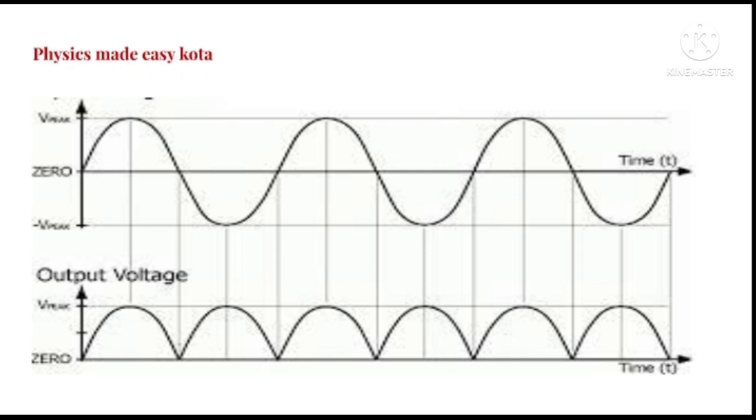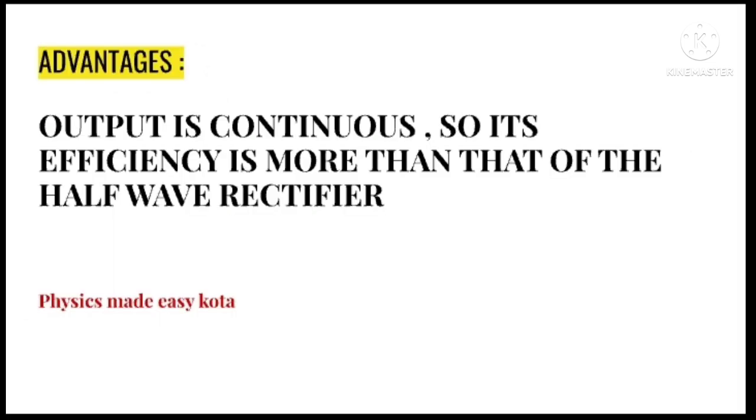We get the output for each diode: first for the diode D1, then for the diode D2, again for the diode D1, then again for the diode D2. In this way we get the full wave rectified output, full conversion of AC into DC, and in this case the current flows only when the diodes behave as forward biased. Firstly the diode D1 acts as forward biased, then the diode D2 in its individual case. So the output is continuous and the efficiency is very high as compared to the half wave rectifier.